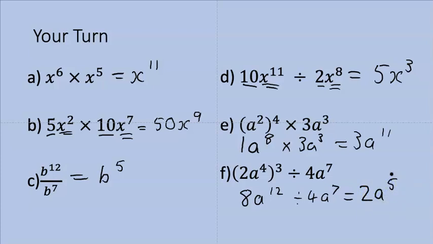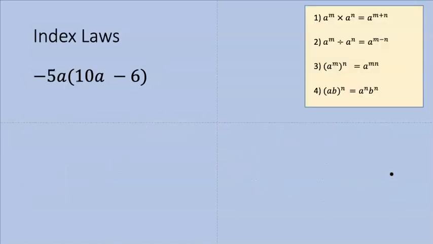Okay, now let's look at what happens when we use it to expand brackets. So what I'm going to do is the same as you would do in GCSE. I'm going to draw my multiply chains here. So first I'm going to do minus 5a times 10a. Minus 5 times 10 is minus 50. a times a gives me a squared. Now the second one. Minus 5 times minus 6 gives me plus 30. And because I've got an a multiplied just by 1, I just write a.